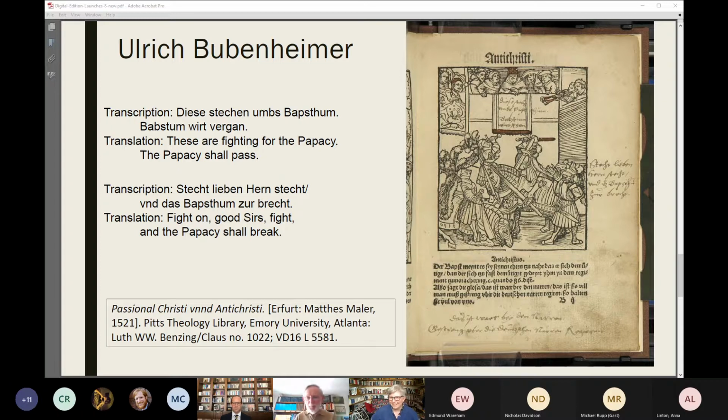Really exciting new insights into how these pamphlets were actually used. So now we turn to some of the actual pamphlets in the Bodleian library. And I would ask Andrew, could you show please first the other Erfurt copy that's in the Bodleian?